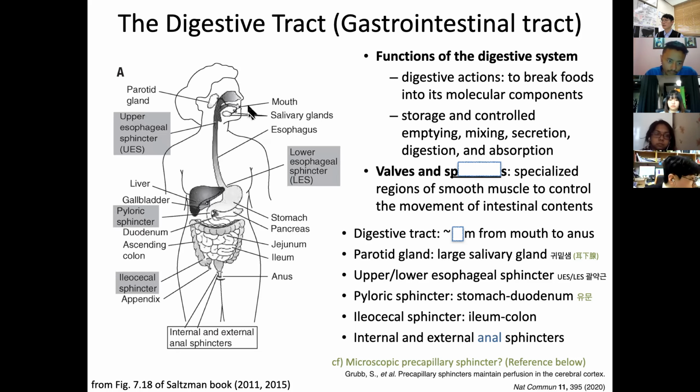So you have the mouth, salivary glands underneath your tongue, and parotid gland underneath your ear. So they produce saliva, and you'd be surprised how much they actually produce a day. And then you have the esophagus. And I'll give you some example.